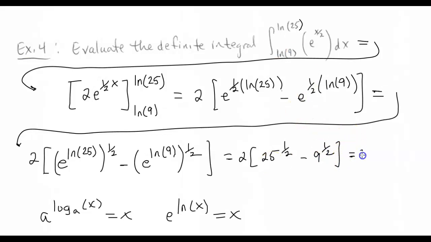Now we also know here that 25 raised to the 1/2 is just the same thing as square root of 25. And of course, 9 raised to the 1/2 is just square root of 9. And of course, from here we know square root of 25 is 5, square root of 9 is 3, and 5 minus 3 is 2. So our final answer here just ends up being the value 4. So that will be my final answer for this example.